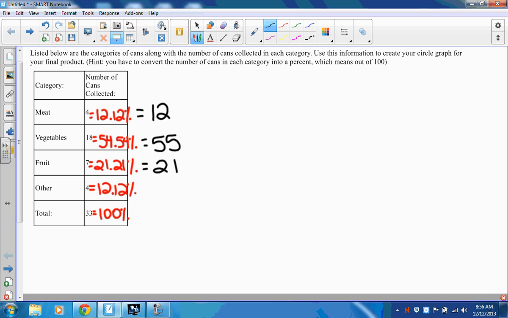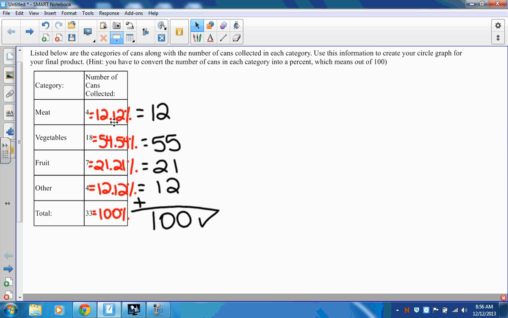55, 21, 12. Add all those up and you get 100%, and that is our goal. If you would not have gotten 100%, and you may not for your project, you just have to make some slight adjustments to your numbers so you do get 100%. Because remember, when we were dividing, we rounded our remainders, so calculations may be off just a little bit because of the rounding in our dividing.